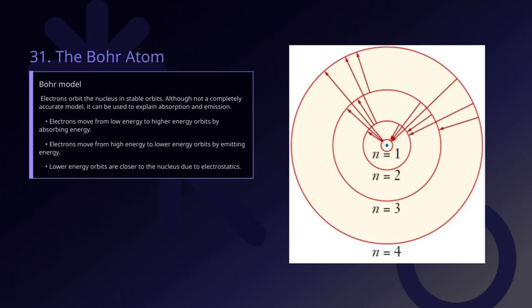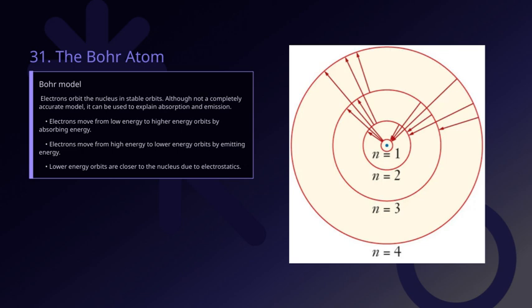Let's explore how electrons behave around the nucleus. Lower energy orbits are closer to the nucleus because of electrostatics, the attractive force between the positively charged nucleus and the negatively charged electrons. This means electrons tend to settle in these lower energy states, which are more stable. When electrons move from higher to lower energy orbits, they emit energy, often in the form of light or photons.